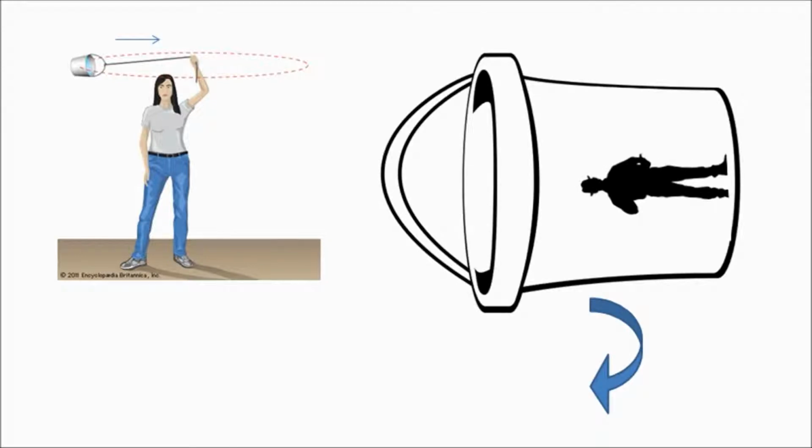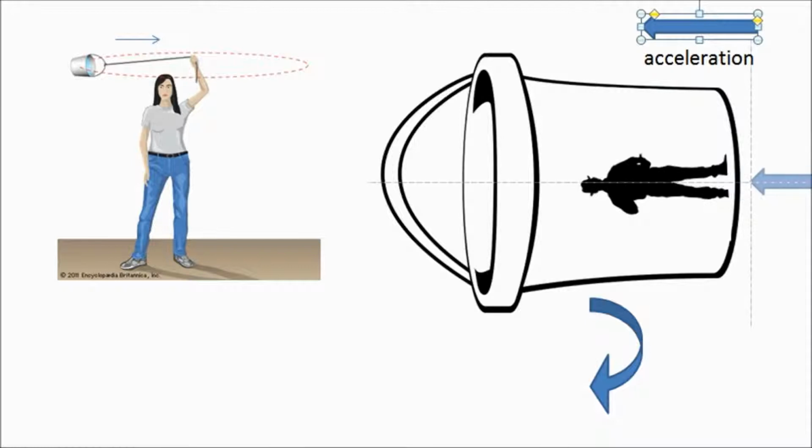So let's do a little thought experiment. If we had a little tiny man and we shrunk him down and we put him in this bucket and he was being swung around that lady's head, what would we see? Well, we know that the bottom of this bucket must be accelerating inwards. The bottom of this bucket is accelerating inwards. It has to be. We know there's a force acting on it.